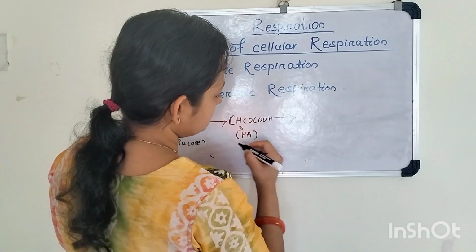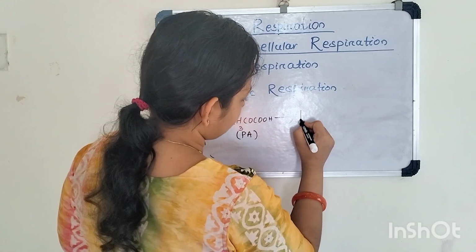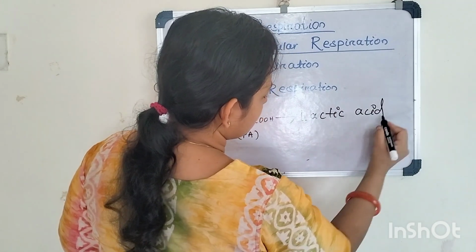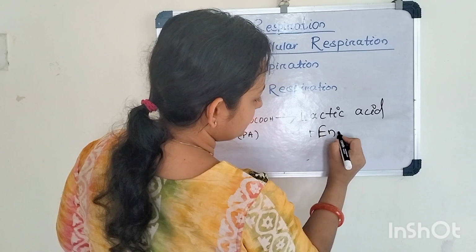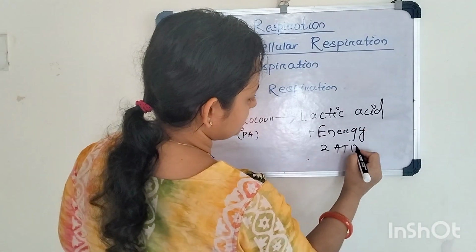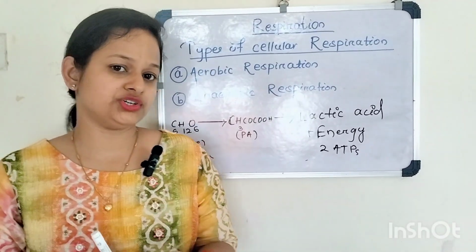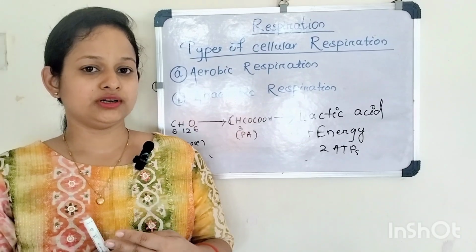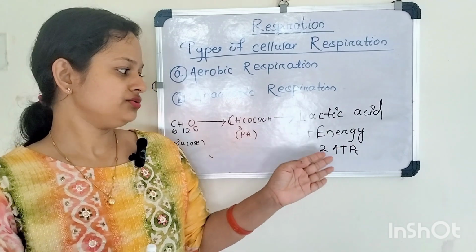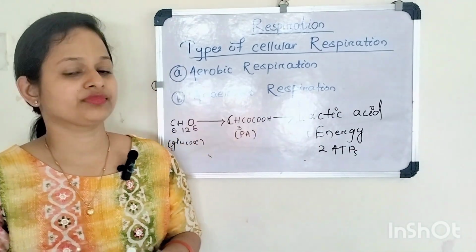So here it will be converted into lactic acid, with a very small amount of energy, which is 2 ATP. So when there is a lack of oxygen, the glucose will not be completely oxidized and will form lactic acid, with a small amount of energy, that is 2 molecules of ATP.